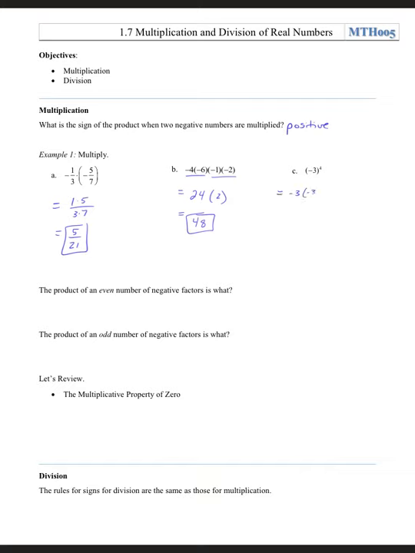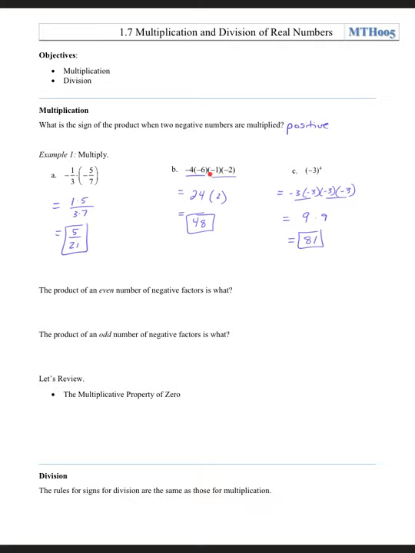And letter C, we have negative 3 to the 4th power. That'd be negative 3 times negative 3 times negative 3 times negative 3. You can do the same thing we just did in the previous one. Do two at a time. Negative 3 times negative 3 would be a positive 9. So that would also give us a positive 9. 9 times 9 is 81.